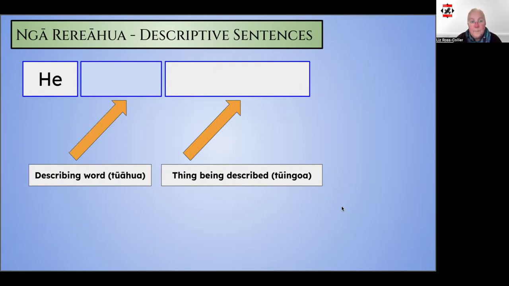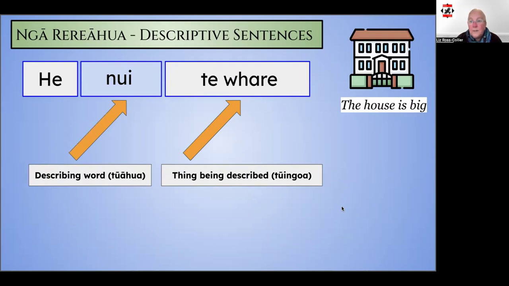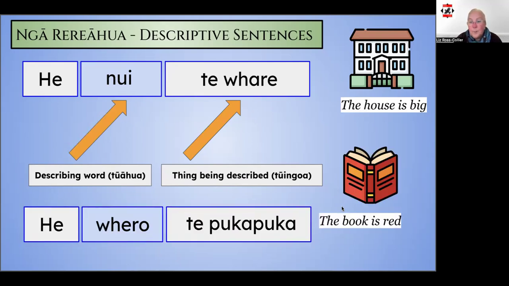Here's the first one. He nui te whare. The house is big. The tūāhua is nui, and the object we're describing is te whare. Here's the next one. This time we're going to use a colour as our tūāhua. He whero te pukapuka. The book is red.